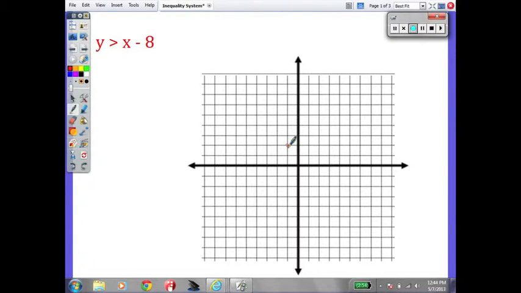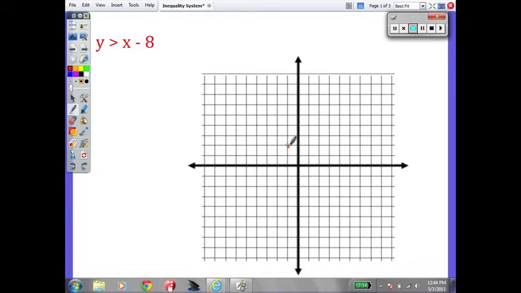Today we are going to talk about graphing inequalities. This is going to be a review of something you did in section 7.4, so you may want to pull out your notes as they may be helpful as we do our review today. So in this problem we have y is greater than x minus 8. Now I'm going to use the slope-intercept form to graph this.